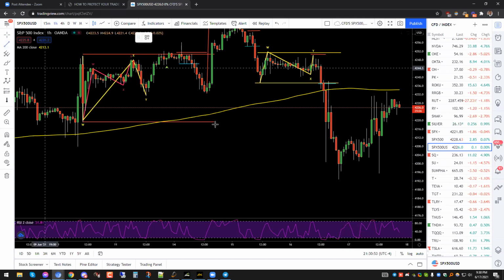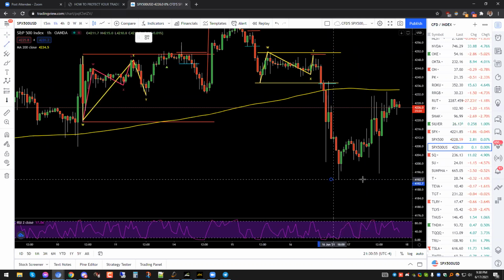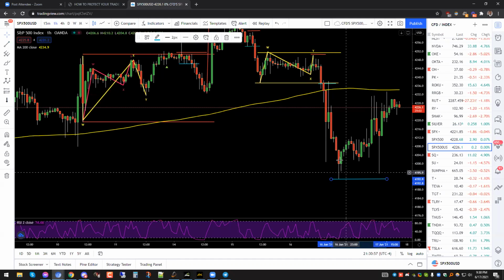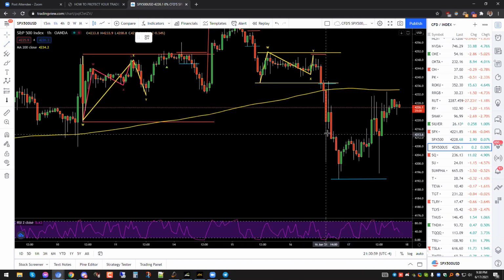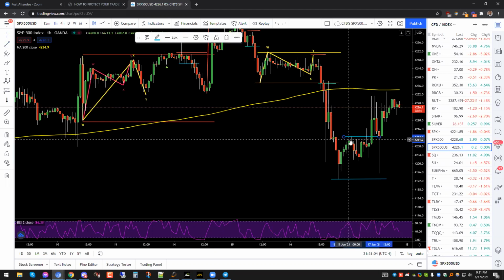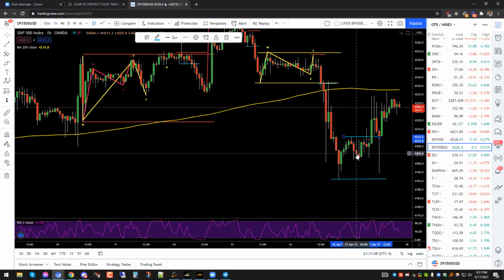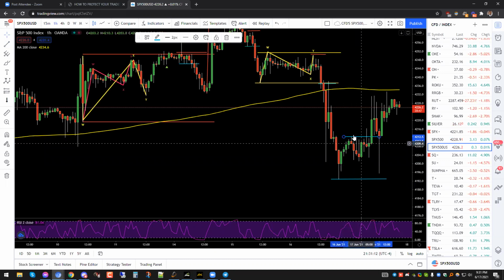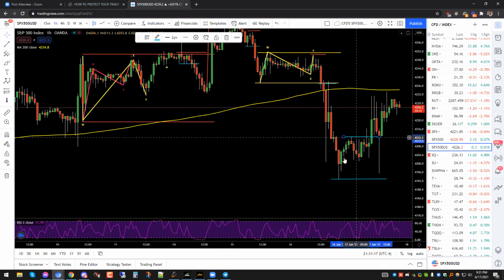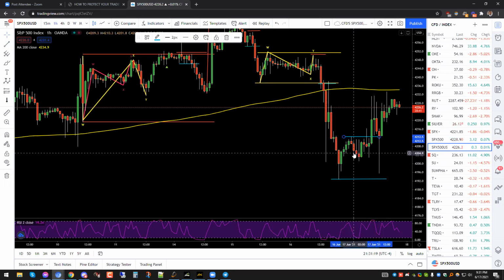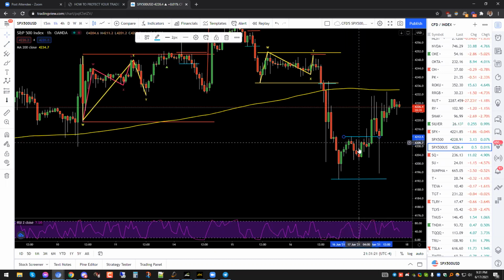So what we normally do is we mark the low and we mark the high, right? Because remember, we're looking to get into the market around 2 a.m. Eastern Standard. So around that time, we're looking to mark the low, mark the high. We want to see how the price is going to behave inside of this range that we're creating.